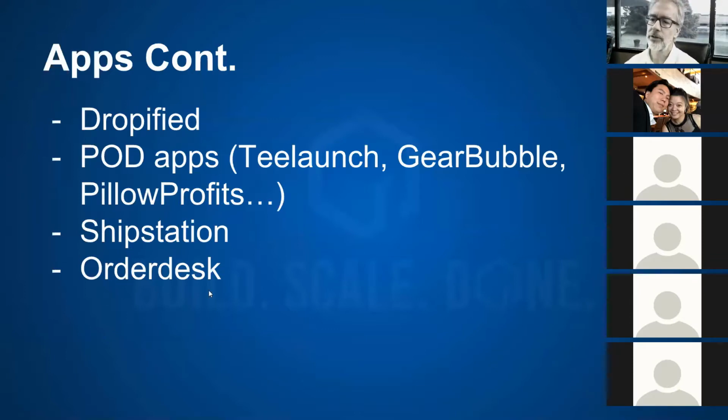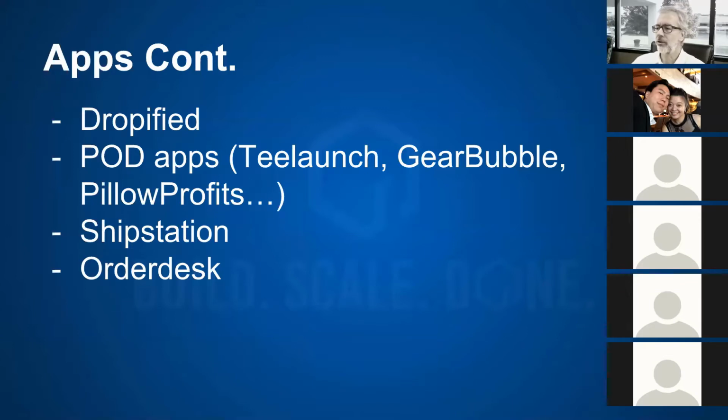OrderDesk is an awesome app if you're in a situation where you ask yourself, okay, I want to fulfill some canvas art from AliExpress or from my supplier over here, and I want to also do some print on demand with T-Launch, and I also want to have my warehouse fulfill certain things that I ship to them in larger quantities and store, keeping some inventory. So how do I handle that?